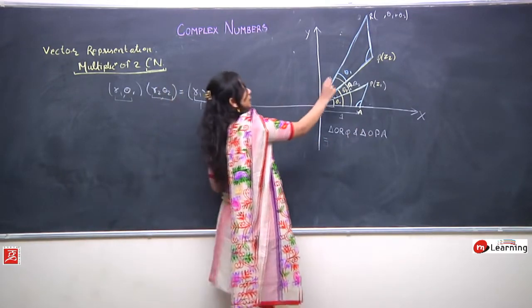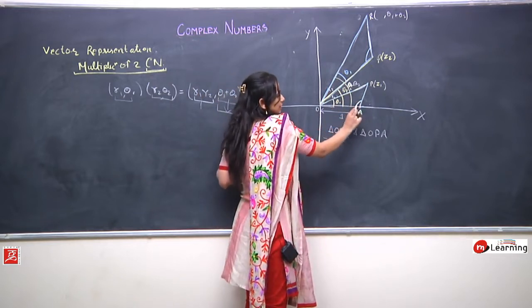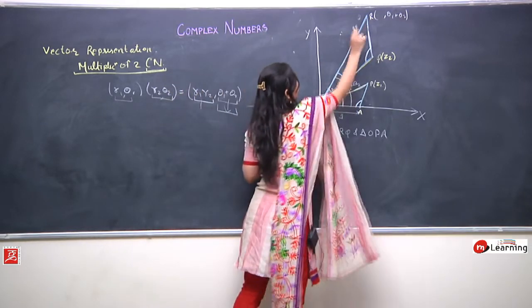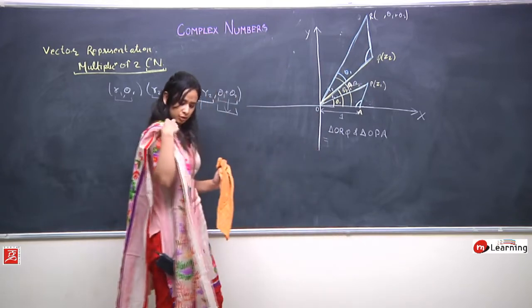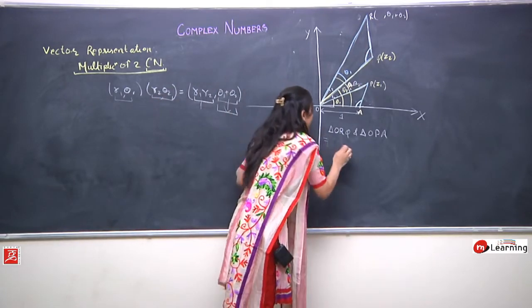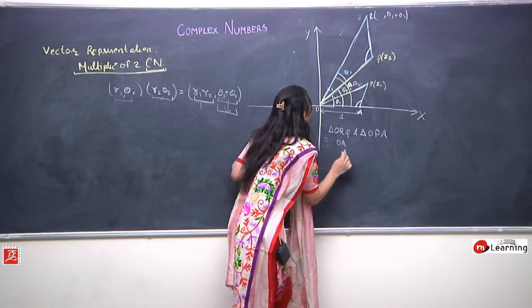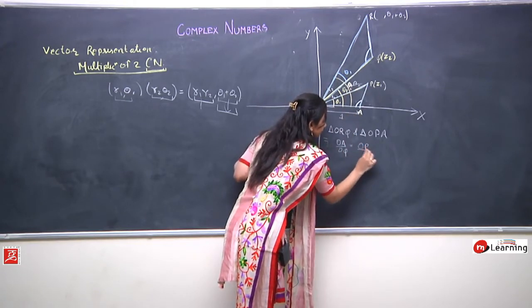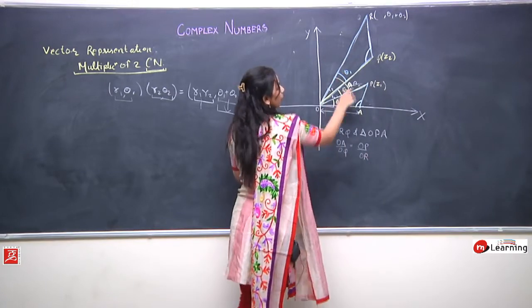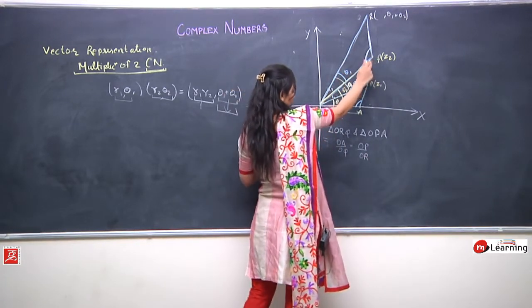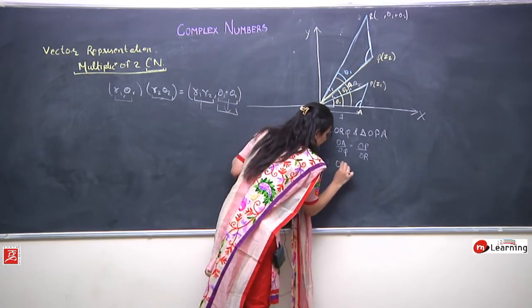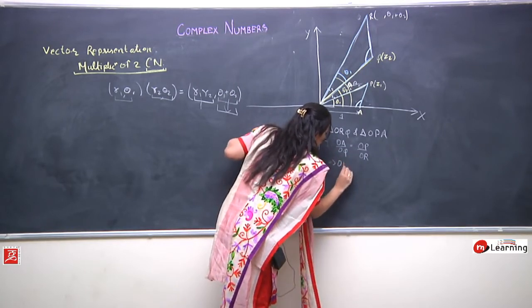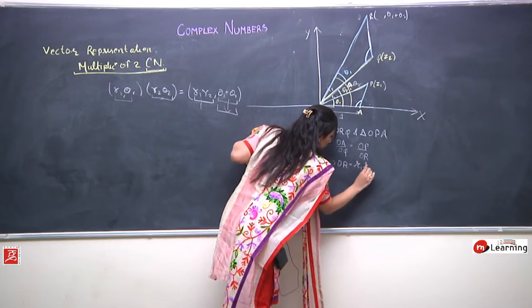Once again, we know that these two angles are theta 1, theta 1, and we have taken R in such a way that these two angles are equal. So I can say triangle ORQ and triangle OPA are similar. Using the similarity property, I can write that OA upon OQ is equal to OP upon OR, where OA is 1, OP is R1, OQ is R2. Substituting their values, OR is equal to R1 into R2.